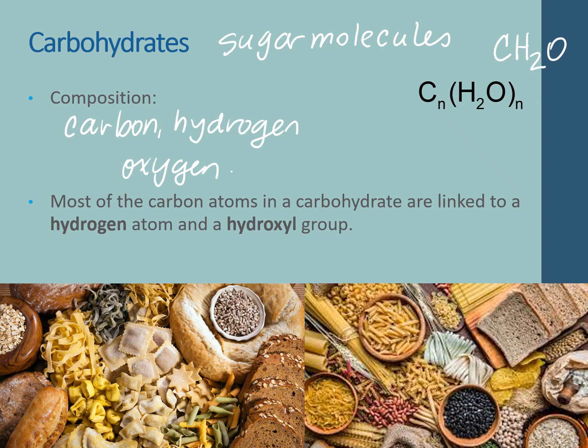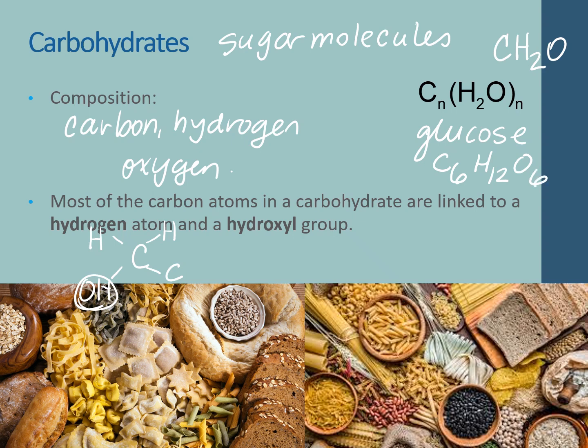Now this is because in a carbohydrate, almost all of our carbons are going to be linked to 2 hydrogens, a hydroxyl group, and another carbon. Our carbohydrate molecules are going to be made up of either a chain or a ring of carbons. So for example, glucose is made up of 6 carbons, 12 hydrogens, and 6 oxygens.